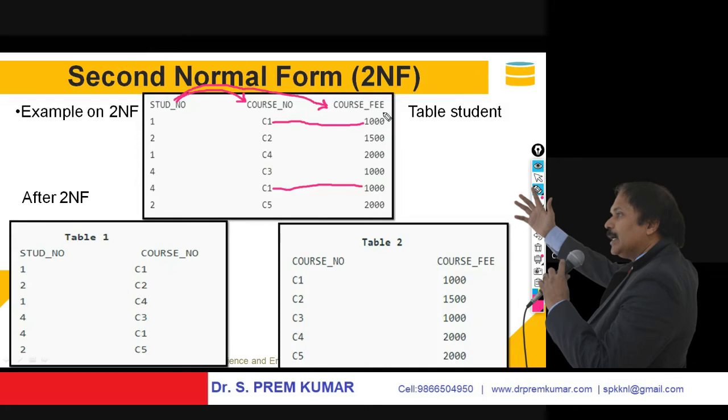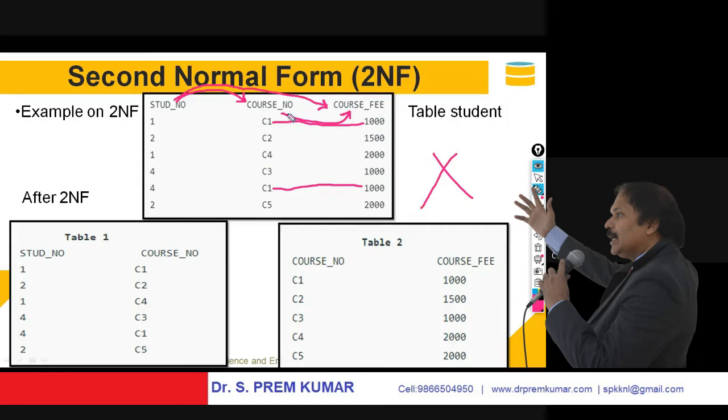But in this case, what happened? There is a dependency between course number and course fees. This is called partial dependency. If I say course 1, you are saying 1000. Whenever there is course 1, you are saying 1000. That is a partial dependency. This is not good designing. There is redundant data.